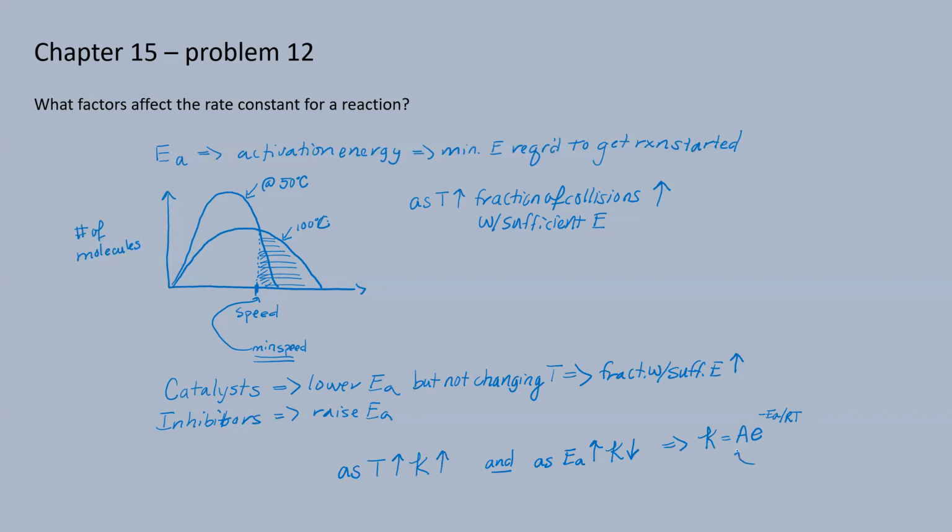Now, just FYI, this constant has to do with how the molecules collide. So just because they're colliding with sufficient energy doesn't automatically mean a reaction is going to take place. They have to collide with the proper orientation. So A is like a statistical value that takes into consideration all the possible collision orientations and what fraction of them are the proper orientation.